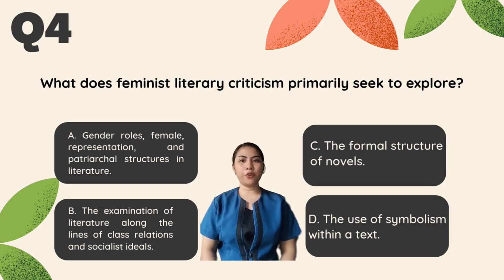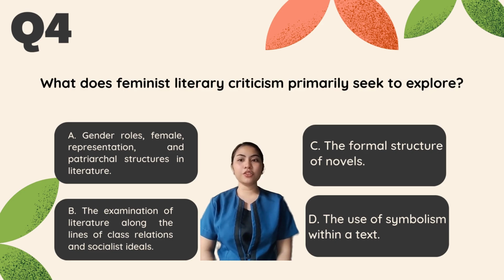For question number 4, what does feminist literary criticism primarily seek to explore? Letter A, gender roles, female representation, and patriarchal structures in literature. Letter B, the examination of literature along the lines of class relations and socialist ideals. Letter C, the formal structure of novels. And letter D, the use of symbolism within a text.